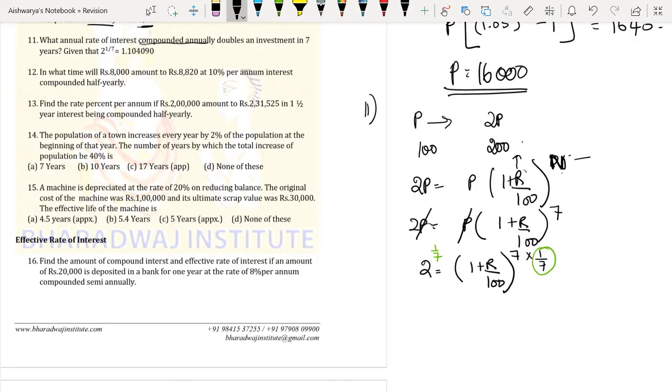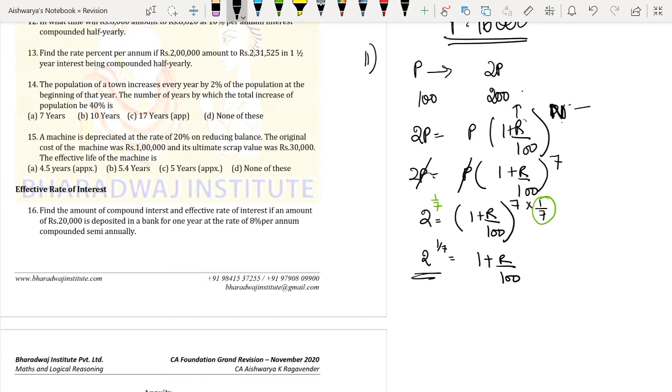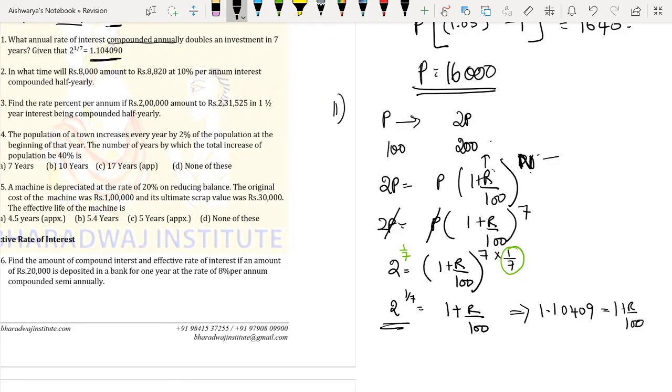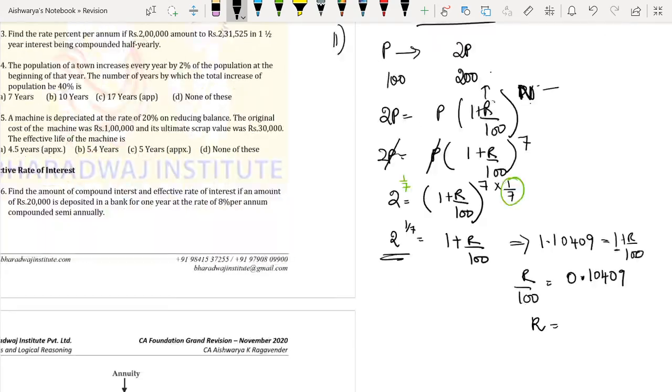The value of this is given to us in this question: 1.10409. So let us write that down. 1.10409 is equal to 1 plus r by 100. Next step, you will be taking this 1 here. R by 100 is equal to 0.10409. Multiply this and this with 100, R is equal to 10.409 percent.